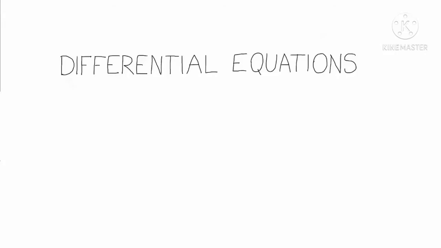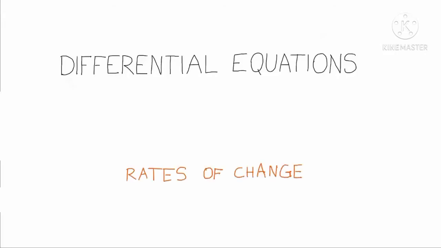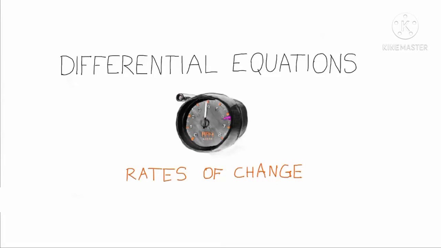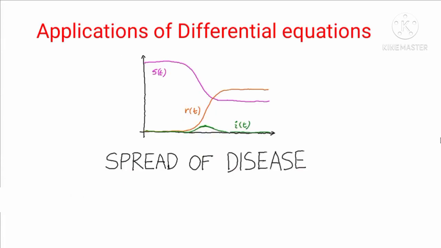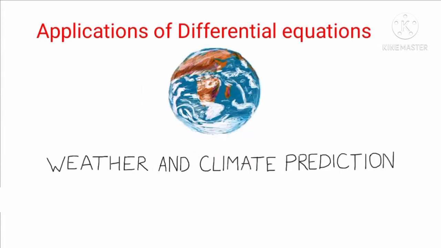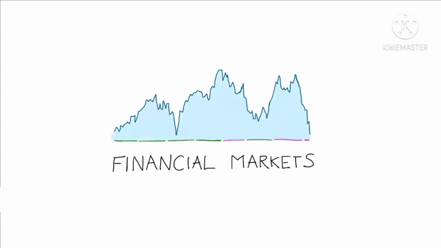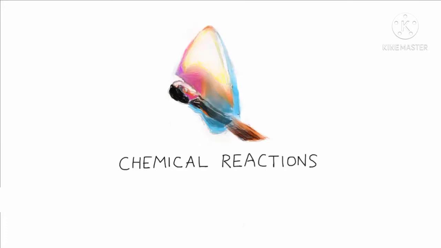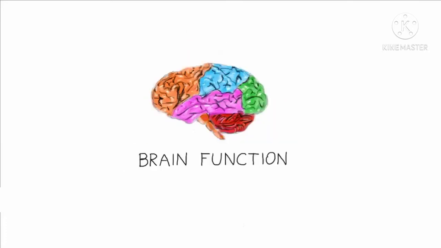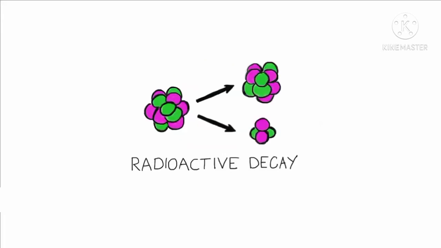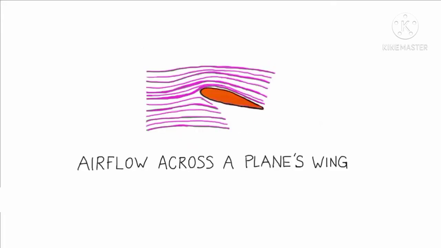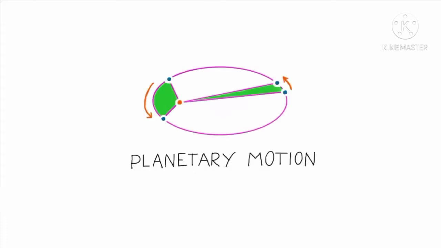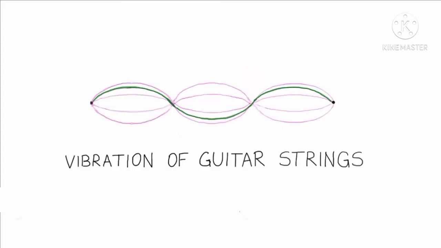Differential equations help us to understand phenomena that involve rates of change. For example, differential equations help us understand the spread of disease, weather and climate prediction, traffic flow, financial markets, population growth, water pollution, chemical reactions, suspension bridges, brain function, rockets, tumor growth, radioactive decay, airflow across a plane's wing, electrical circuits, planetary motion, and the vibration of guitar strings.